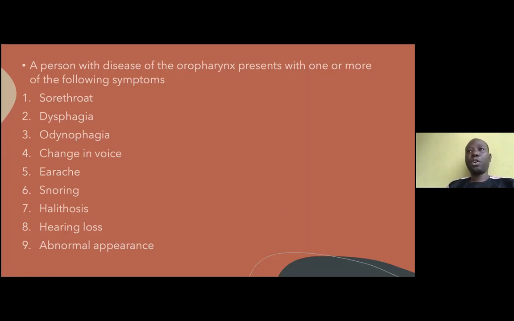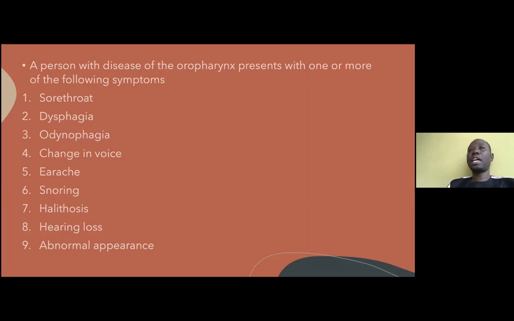There could be change in voice. If somebody has acute tonsillitis, because of the hot potato speech, the person is talking like there's something hot in the throat. So there's a characteristic of that voice. There could be earache, otalgia, usually a referred pain to the ear. The vagus nerve also has a branch in the throat and a branch to the ear. So usually when there's tonsillitis, they could have referred pain to the ear.